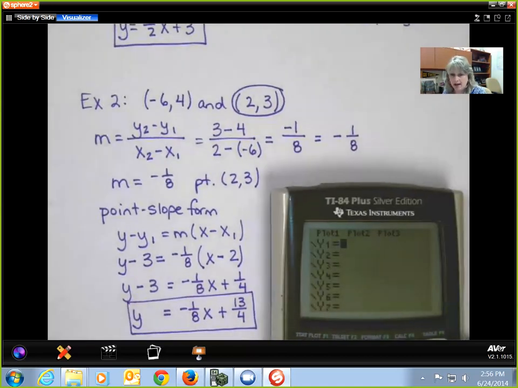Okay, we're going to go to y equals. We're going to type in -1/8 x plus 13/4. And really all I need to do is look at the table. Okay, so let's look at the table.